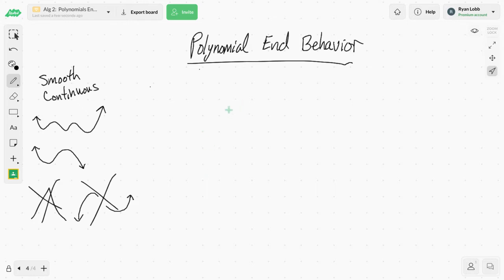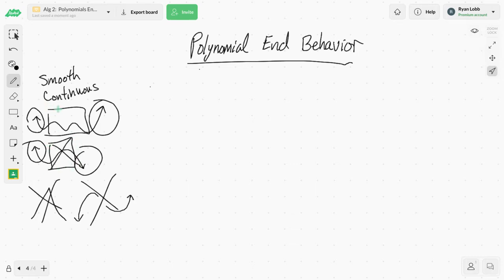Now, in terms of end behavior, this is what we mean: the ends of the graph, out here and out here. The ends, not in here. That's not what we're talking about for end behavior. There's a lot going on there, so let's erase that a little bit. End behavior is the ends of the graph.